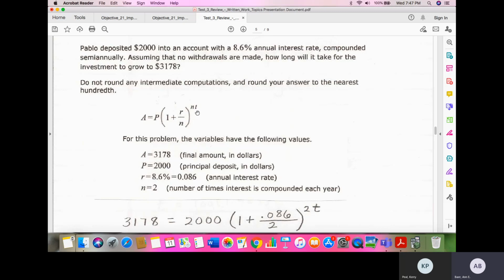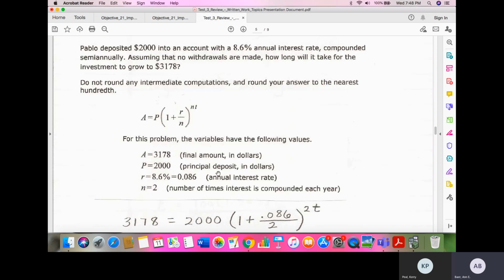So let's read the problem and figure out what numbers are going where. Pablo deposited $2,000 into an account. That is the principal deposit. That's the amount that was borrowed or deposited in the account. So that is our P. That $2,000 is going to go in for this P.